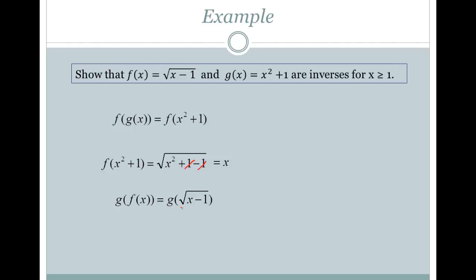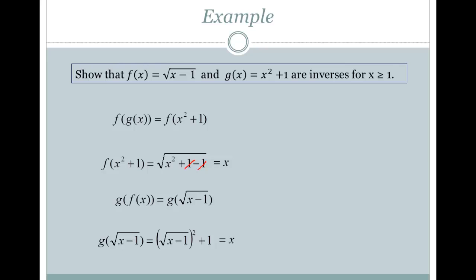That means we have g of the square root of x minus 1. So wherever I see an x here, I'm going to plug in the square root of x minus 1. If I do that, you should see that this square root is going to go away, and then the minus 1 and the plus 1 are going to cancel, and again I'm just going to be equal to x.